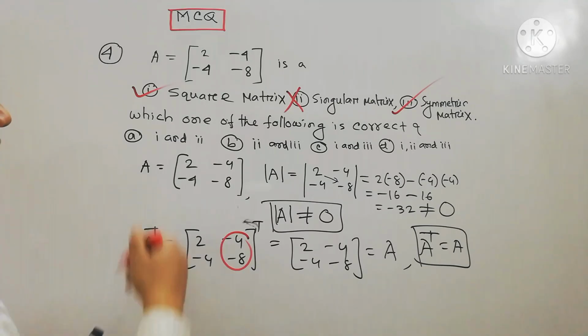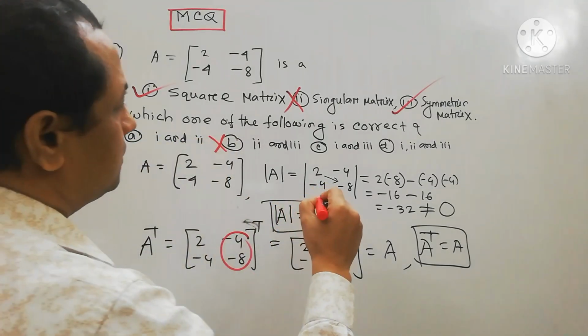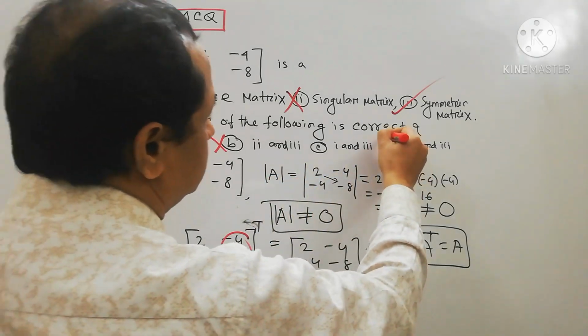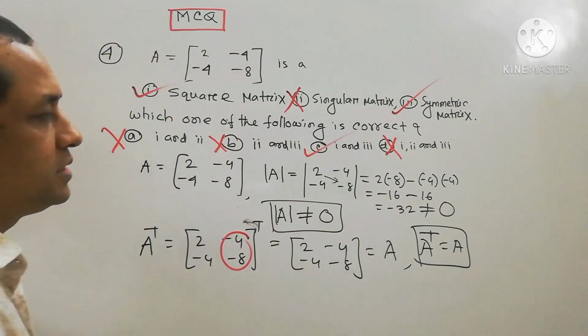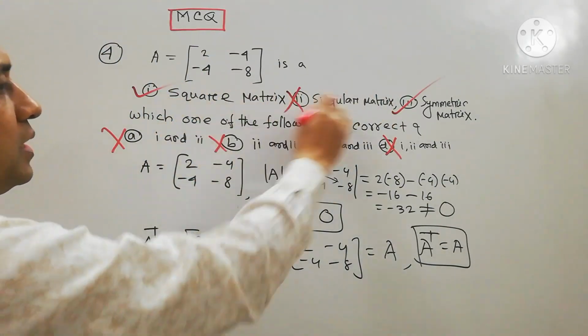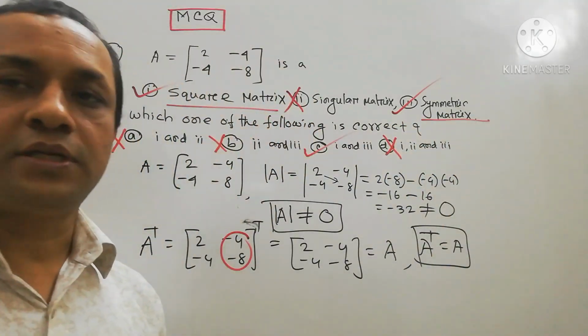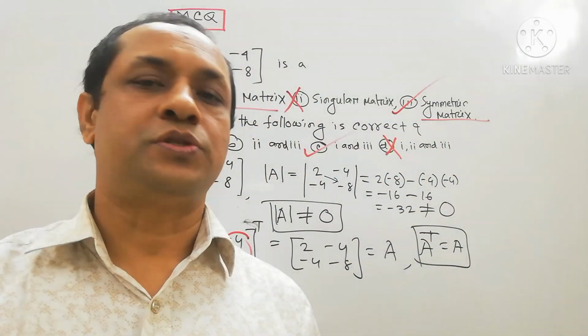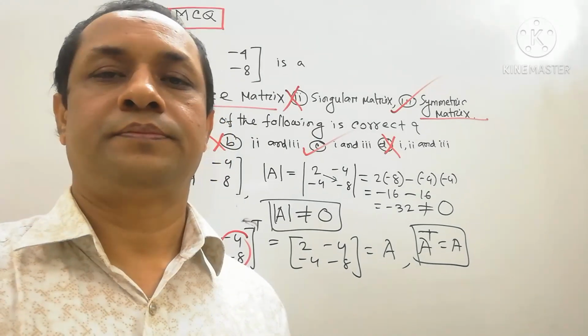So here option A is not correct, option B is not correct, option D is not correct. So the correct one is option C, 1 and 3. This is a square matrix and a symmetric matrix. So student, I hope that you are clear.